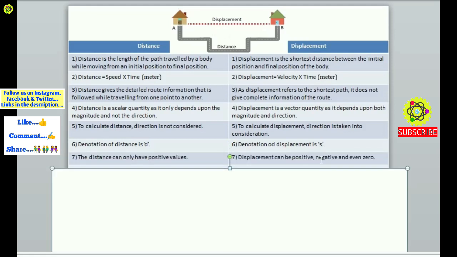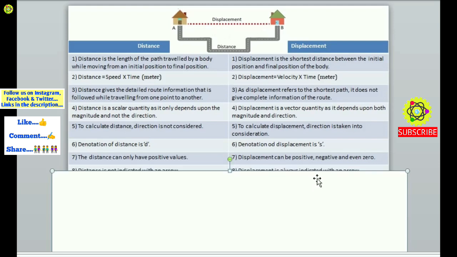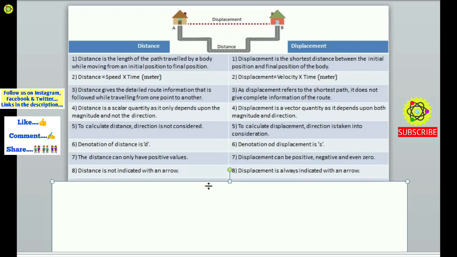Further, the distance can only have positive values, but displacement can be positive, negative, and even zero. Distance is not indicated with an arrow, but displacement is always indicated with an arrow.